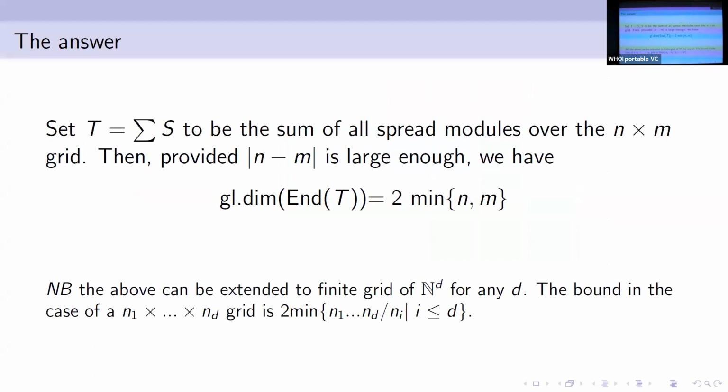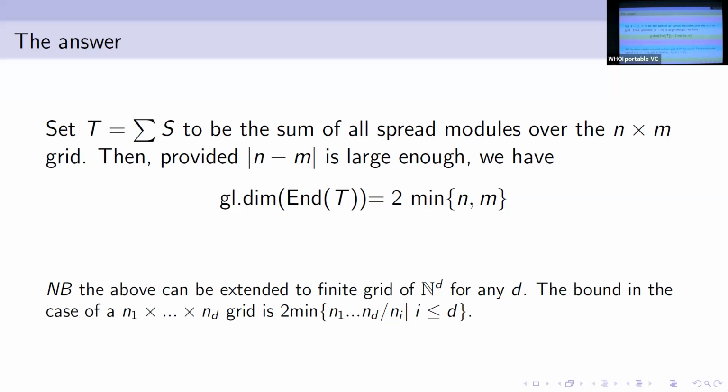So what's the answer to our question now? If we take the sum of every spread module, so the module as I just described, and provided that the grid, if we take n to be the height, so we have a height, and the length is long enough compared to the height. So basically, we can take this up to infinity, it's fine. So if the difference between the height and the length is big enough, then the global dimension of the endomorphism ring over all these spread modules that we can see visually is twice the height, so twice the minimum.